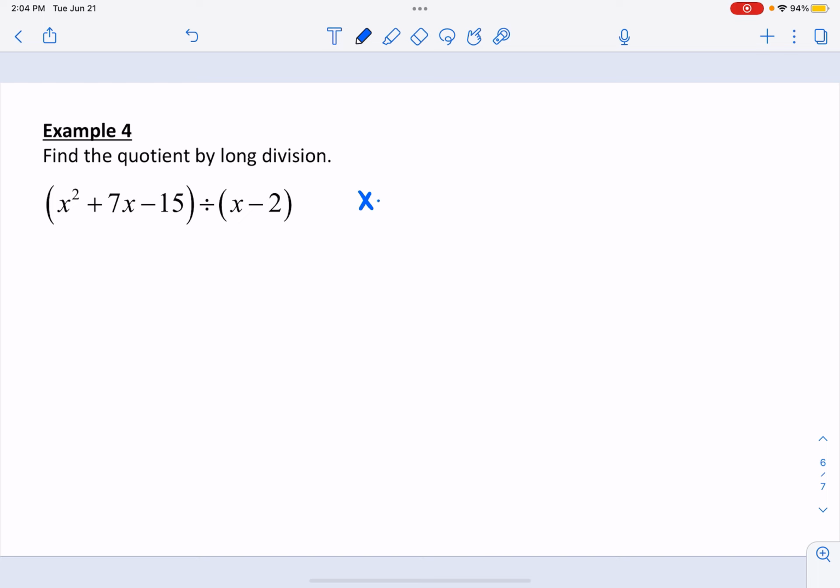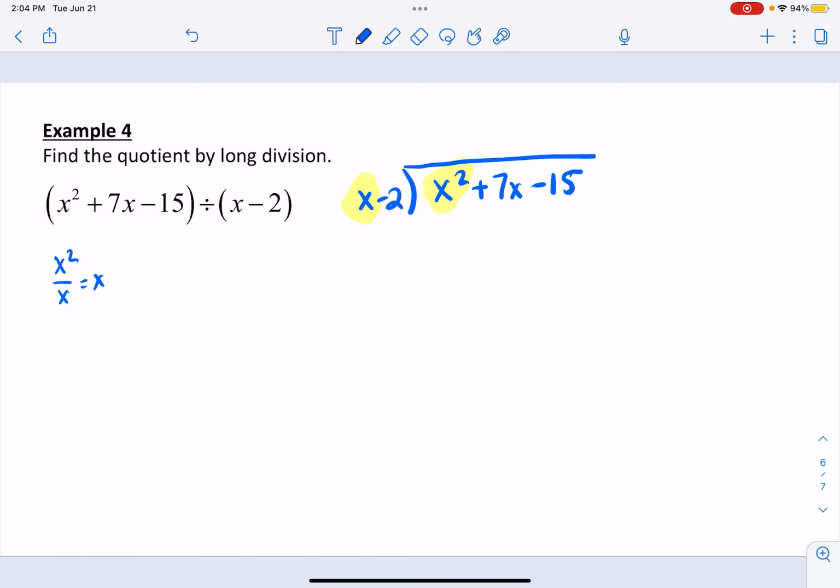So we have x minus 2 goes on the outside. Then I have an x squared plus 7x minus 15. So what you do is you take this first term divided by that term. Over to this side, we have x squared divided by x. That simplifies to be x. So that goes over my x term.